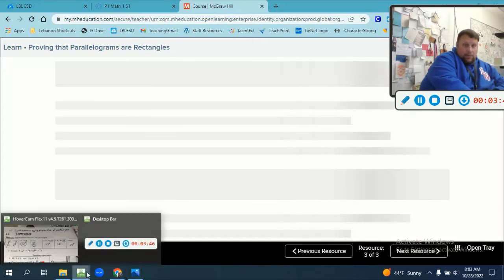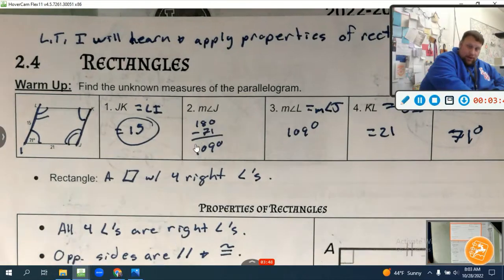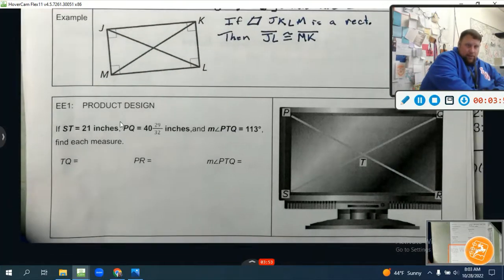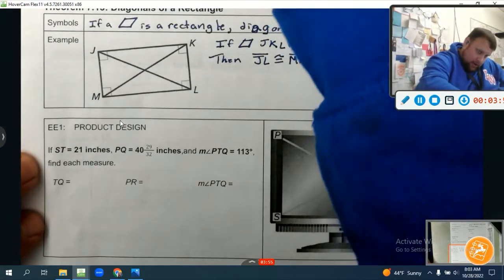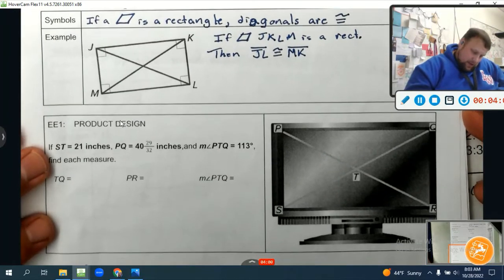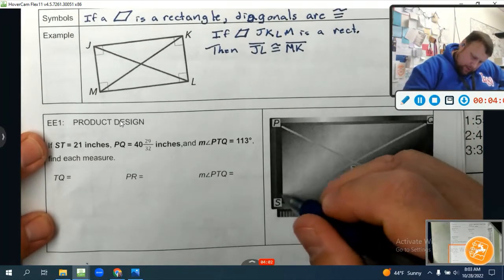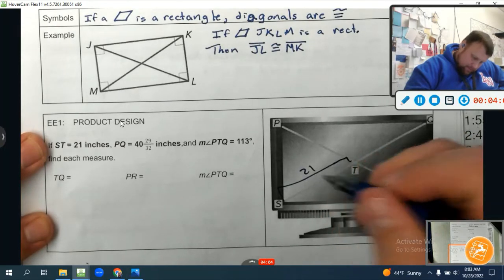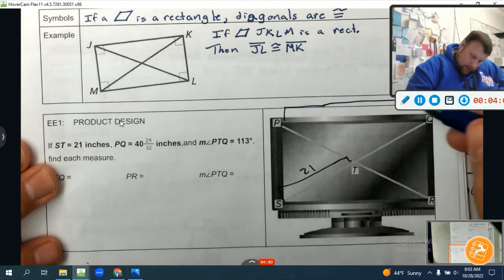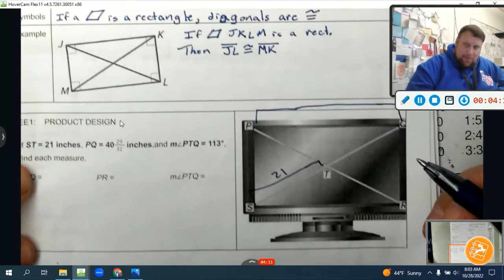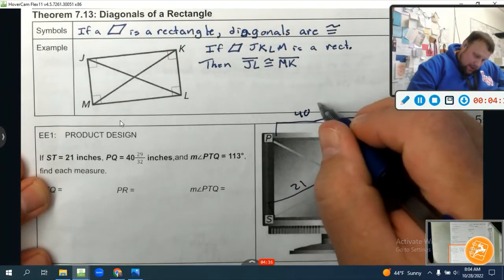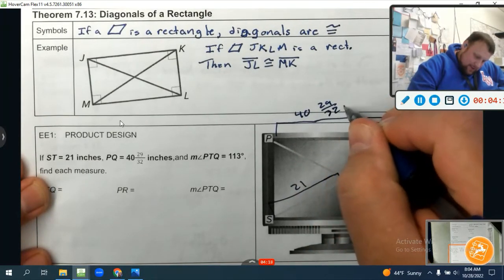I'm just going to get that loading up. We're going to go back to the screen because there's a few things we can now do on here knowing this information. So let's label what we got right here. If ST is 21 inches, so ST, right here, 21. And PQ is 40 and 29/32 inches.